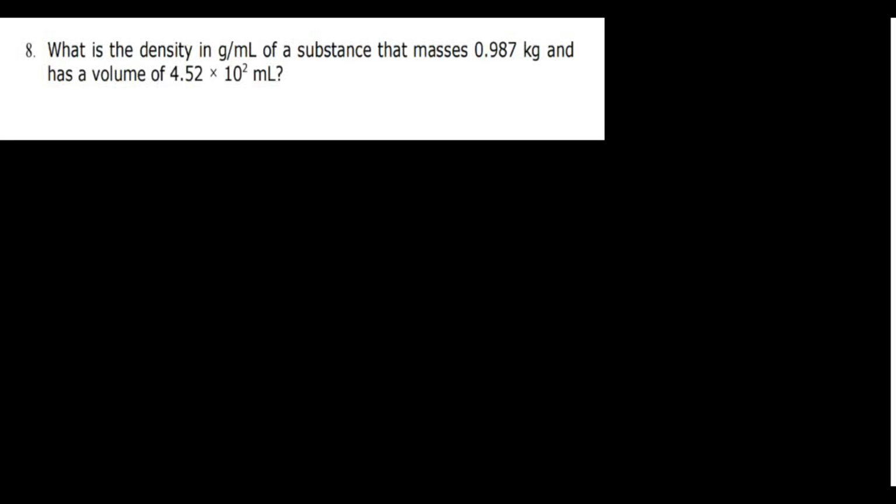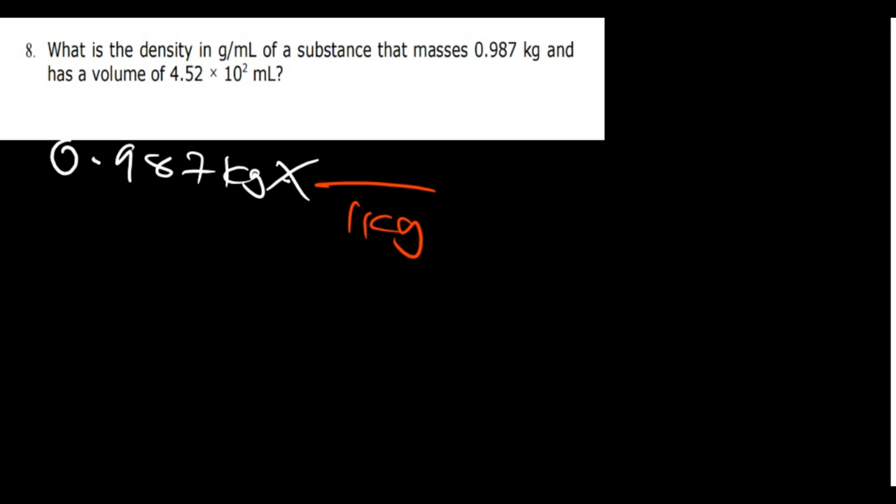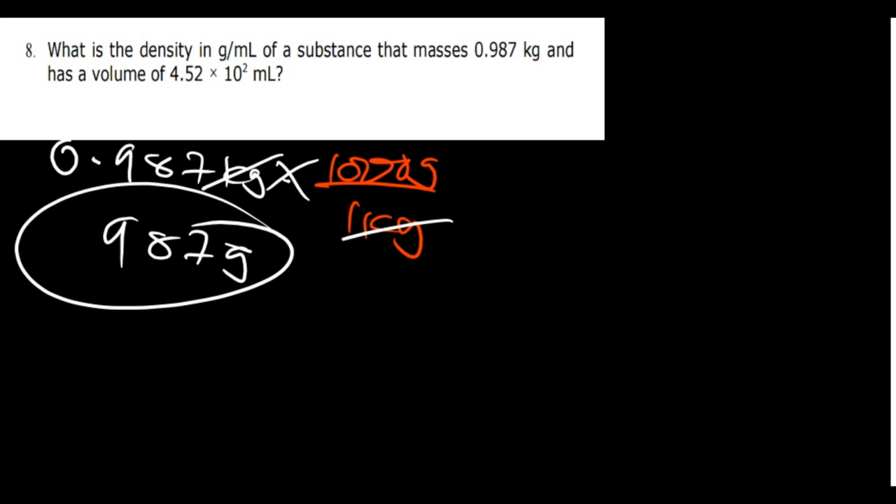Okay, so let's first convert the mass. So we have 0.987 kg. We want to convert this into grams. So we're going to use dimensional analysis, where we say in 1 kg, how many grams do we have? We have 1,000. So kg and kg will cancel. We're going to have 0.987 times 1,000. So this is going to give us 987 grams. So that is going to be our mass now.